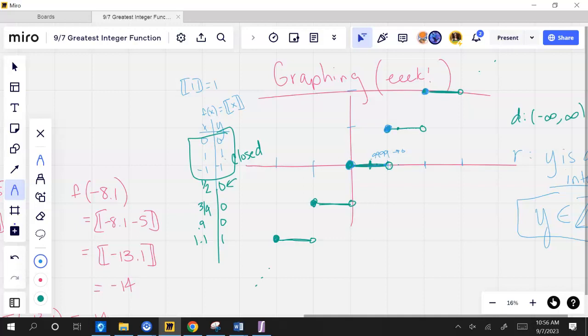Does that make sense? And the same thing here, so maybe this is 1.1. It's still giving me a function value of 1. Maybe it's 1.9. Still, I'm up here at 1. And in fact, I don't make that jump until I actually hit 2, and then I become 2. And this open dot, that's correct. Because if x is ever 2, y cannot be 1. Y is going to be 2. Yes.